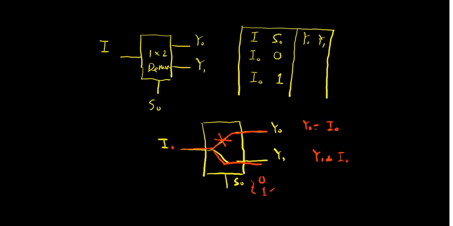So the truth table will be: if the select is 0, Y0 will be I0, and Y1 will become 0. And then when the select is equal to 1, Y0 will be 0, disconnected, and Y1 will be I0. How will the equations be? Y0 equals I0 times S0 bar, since this is 0. And the second equation, Y1 is equal to I0 times S0, so without the bar. So we have two equations.